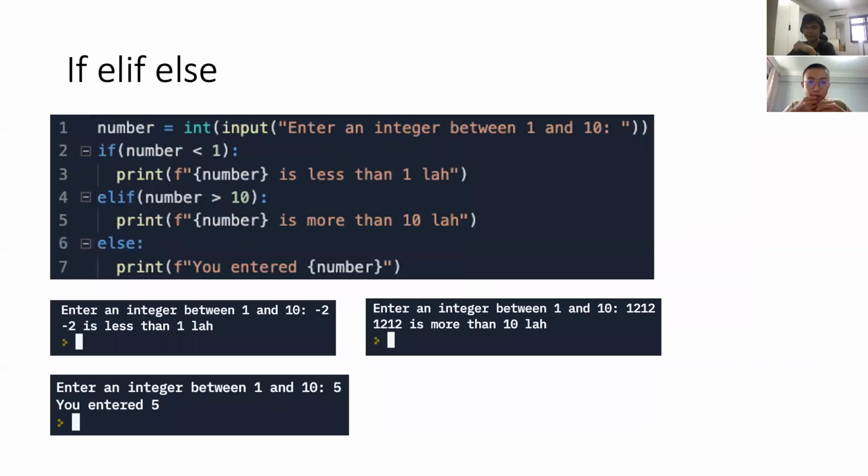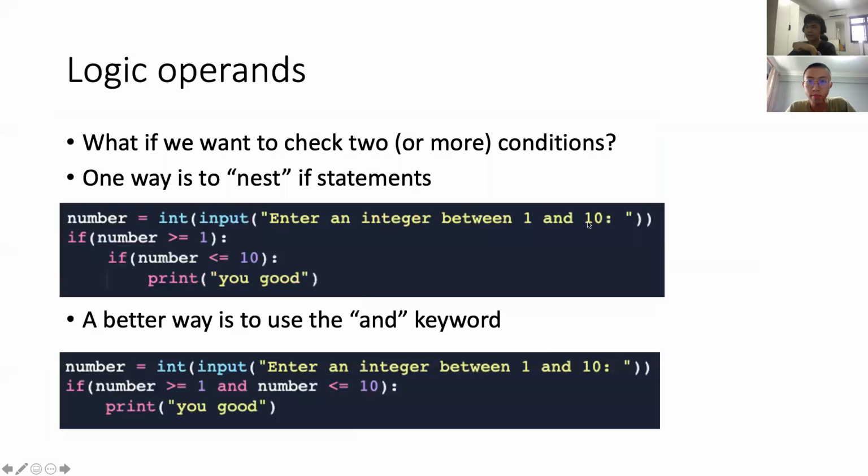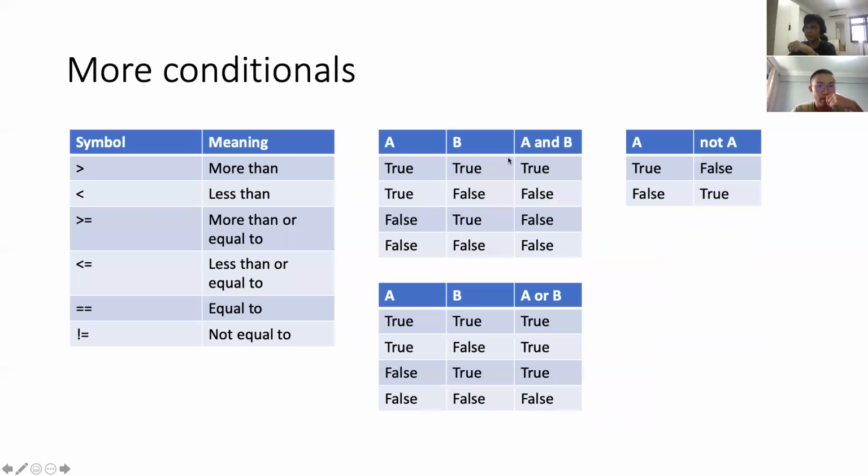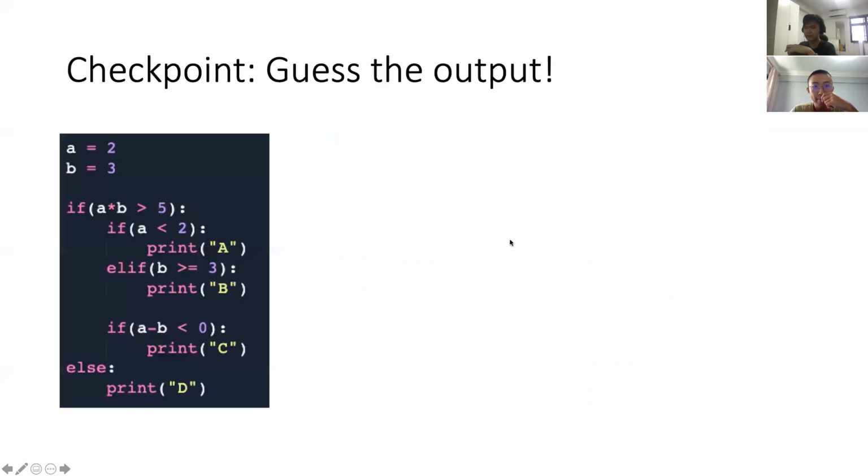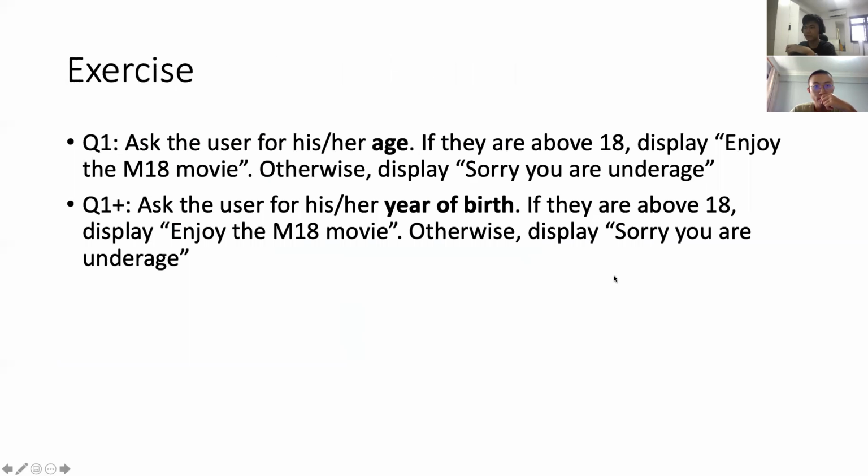Then we learned that conditionals don't just have to be equality. They can be less than or equal to, or less than, and so on. If you want to check multiple conditions, then one way is to do a nested if statement, an if statement within an if statement. But another way is to use the and keyword to combine two conditionals, and only if both A and B are true, then the boolean A and B is true.